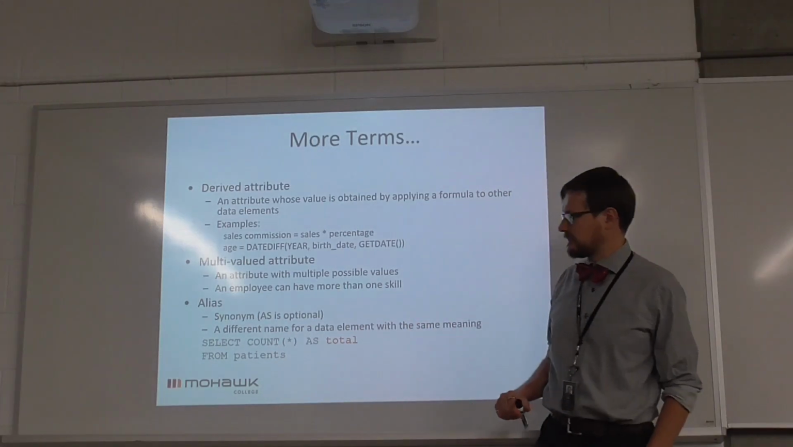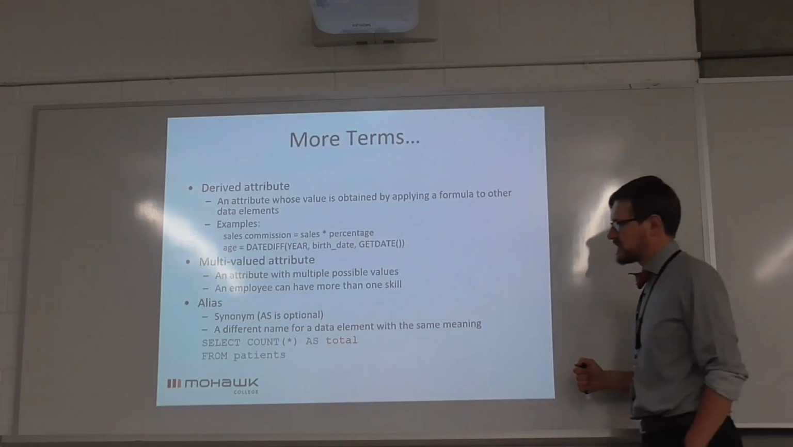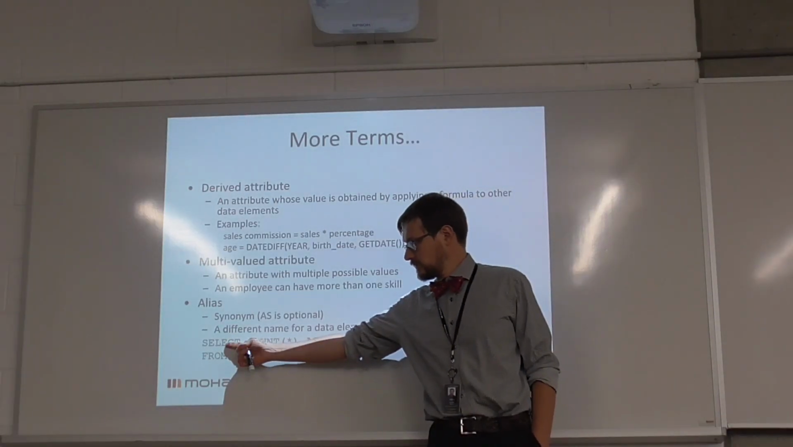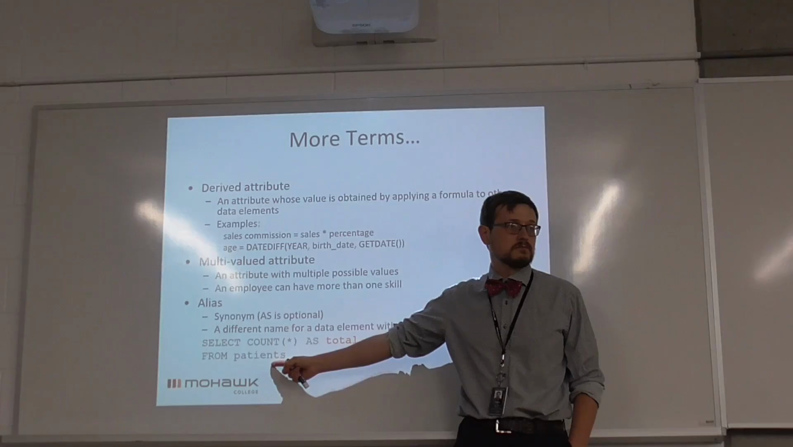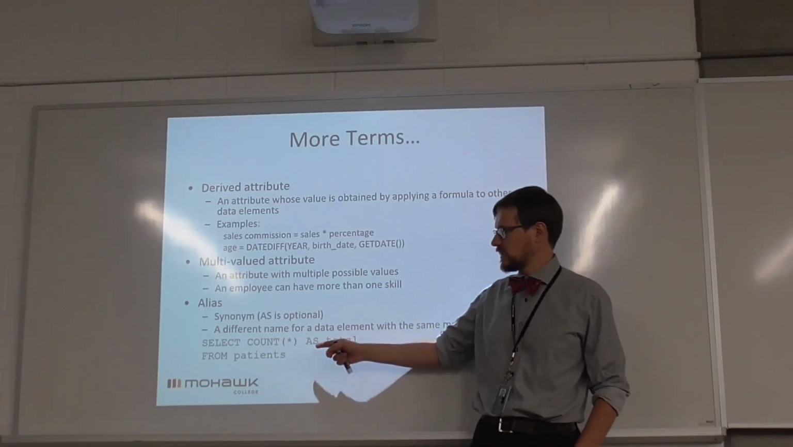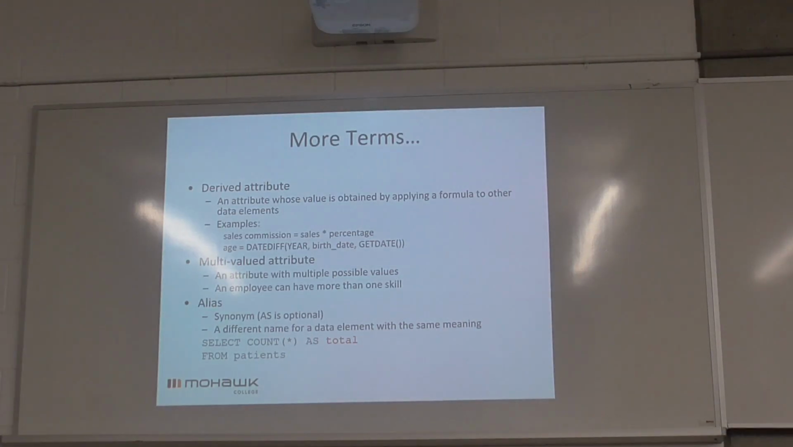Alias, or synonym: a different name for a data element with the same meaning. So, for example, in this query, we are counting the number of patients, and we are assigning it an alias, total. So we can refer to the count in other places in the query as total. It's very much like assigning a variable, assigning it to a name. Does that make sense? Questions?